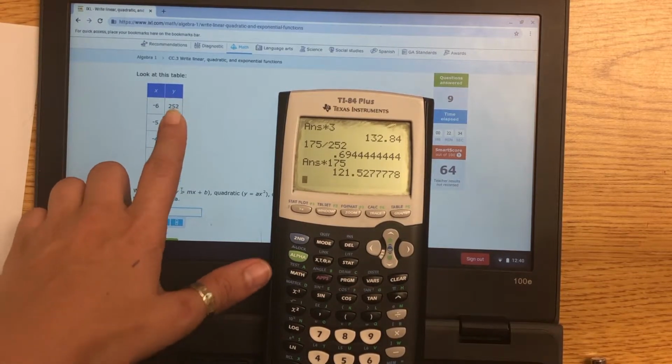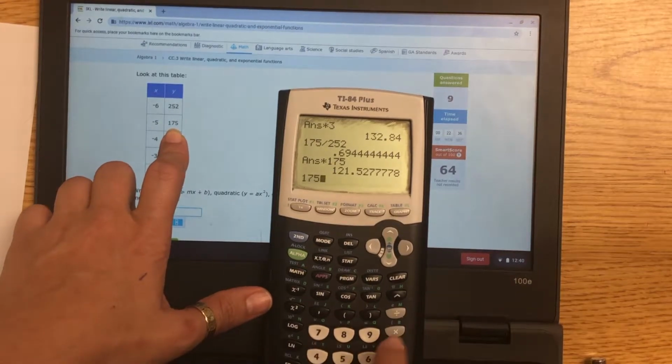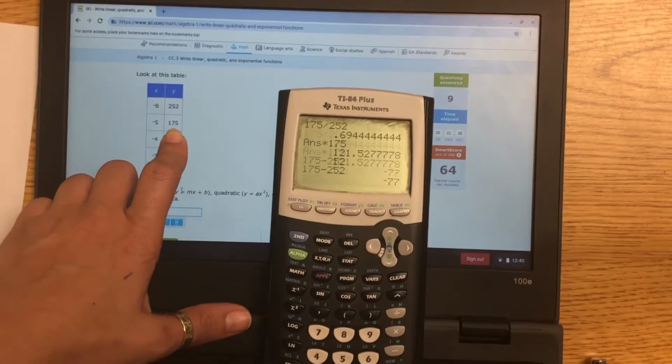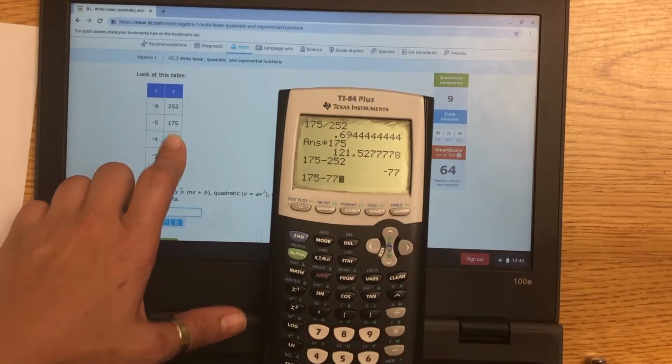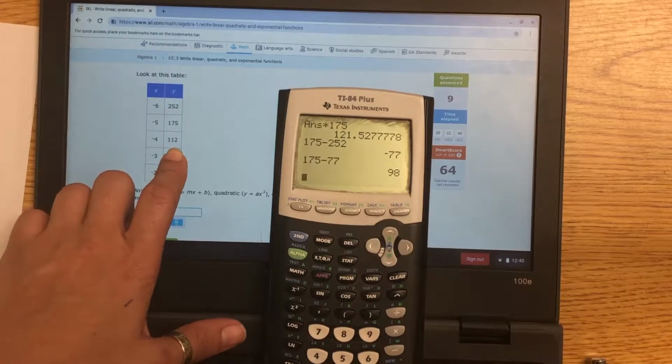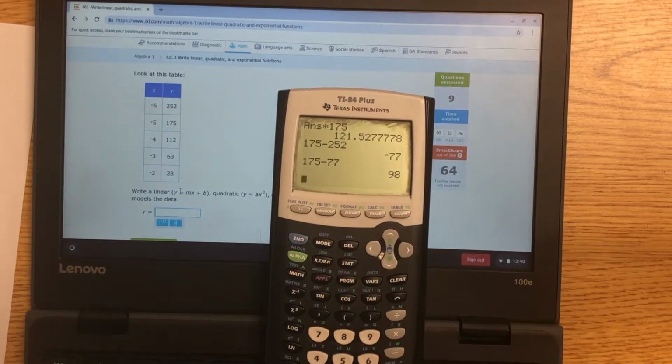So let me check if it's linear. So I'm going to subtract 175 minus 252. It's negative 77. So if I do 175 minus 77, do I get 112? I don't, so it is quadratic, which means I need to write it down.